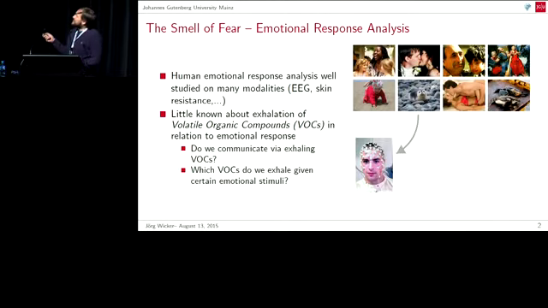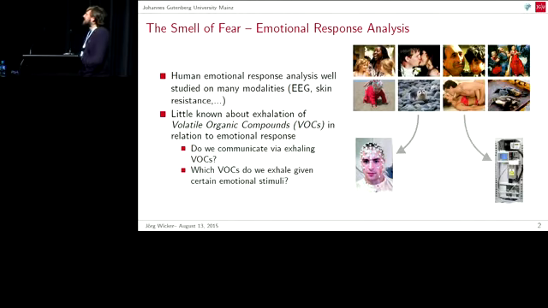These molecules are called volatile organic compounds, or VOCs. And the good news is they can be measured in the air using these machines, mass spectrometers. They measure the concentration of these VOCs in the air. It should be noted that they don't actually measure the compounds directly. You don't know which molecule it is, you only know the mass of the molecule. But anyway, this is the question we focus on: what do we breathe out given certain emotional reactions?